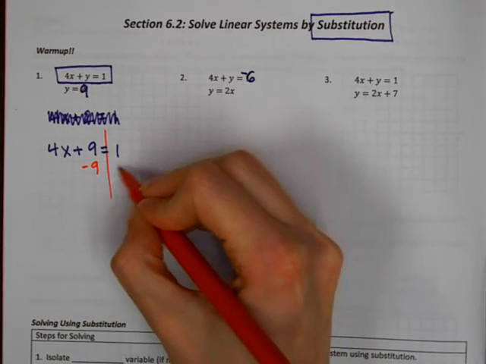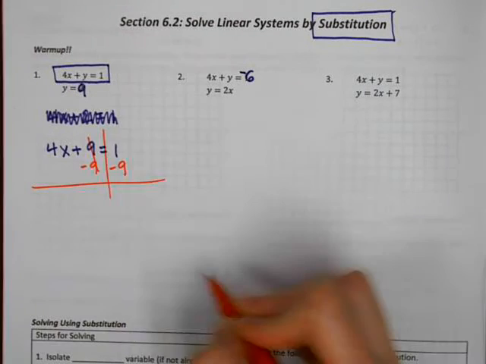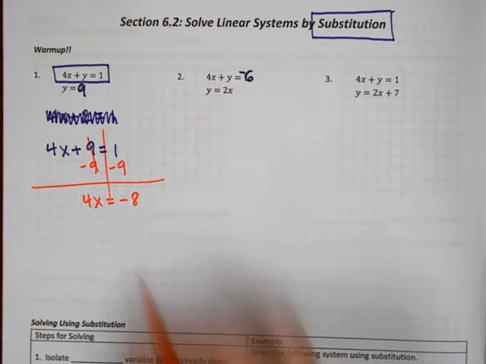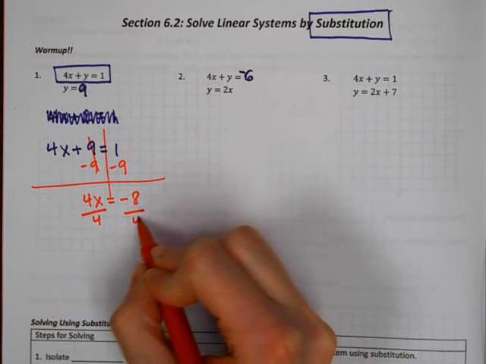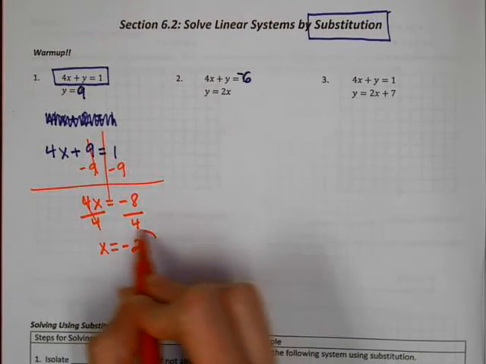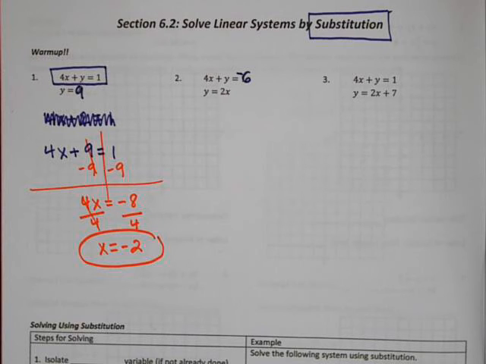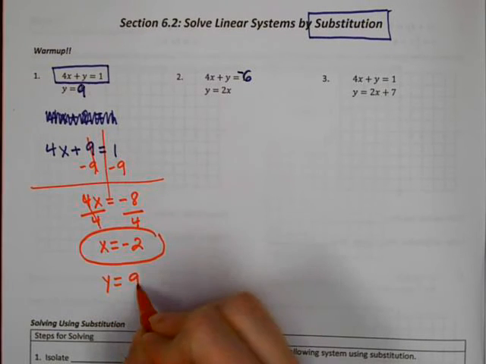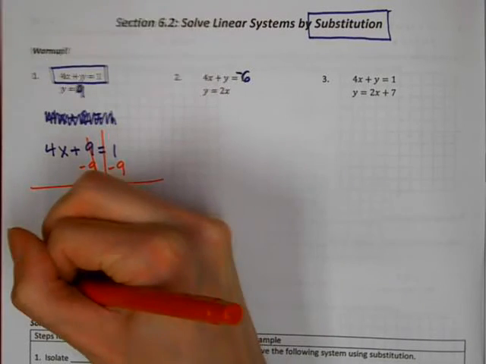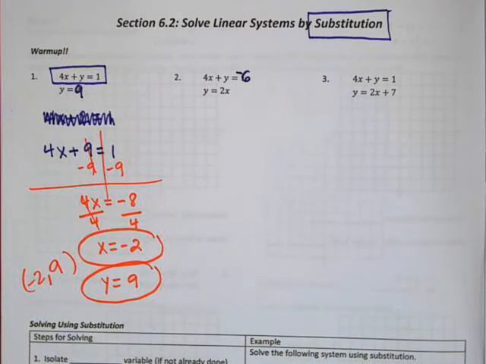So -9 to both sides, these cancel. We get 4x equals -8. And then divide by 4, divide by 4. So x equals -2, right? So x is -2. And then we know that y is 9. And that's your answer. Well, if we write it as an ordered pair, -2, 9. Okay, so that's substitution. But they're going to get a little bit harder.